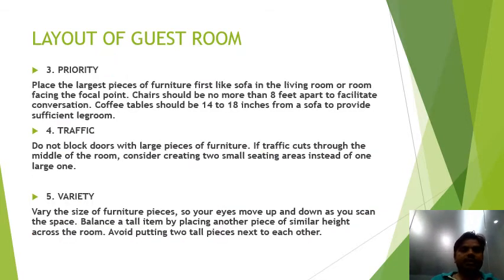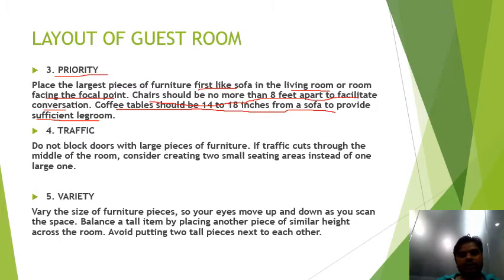Next comes priority. Place the largest pieces of furniture first, like the sofa in the living room or a room facing the focal points. Chairs should be no more than 8 feet apart to facilitate conversation. The coffee table should be 14 to 18 inches from a sofa to provide sufficient legroom. So you have to take these priorities while placing the furniture in the guest room.